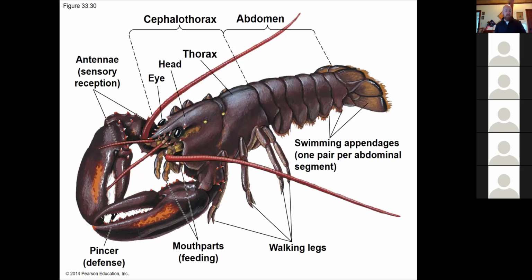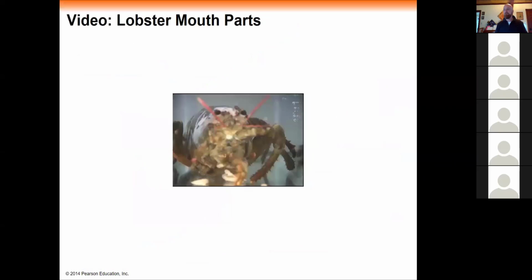One thing about the crabs and shrimp and lobsters is they sort of have two regions. They have a fused cephalothorax. So the head and thorax region are fused into one chunk. And then the abdomen typically is many segments. So lobster, here is the mouth of a lobster. Brace yourself, watch all this movement.